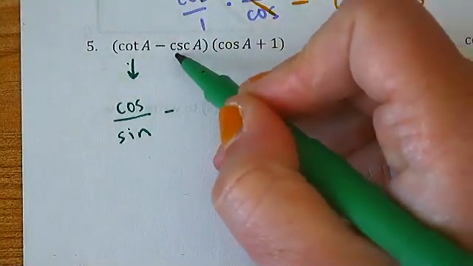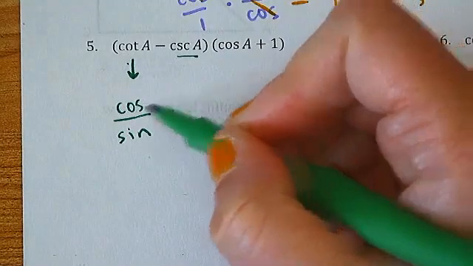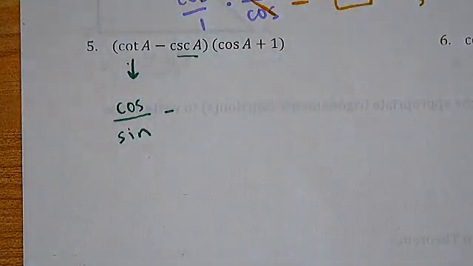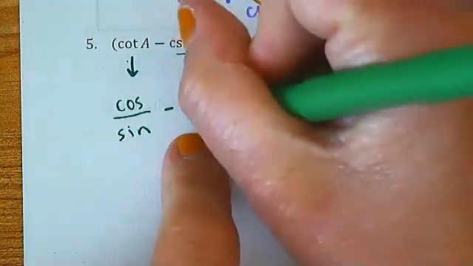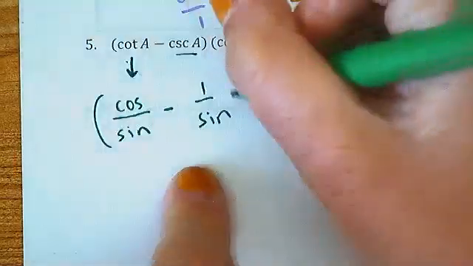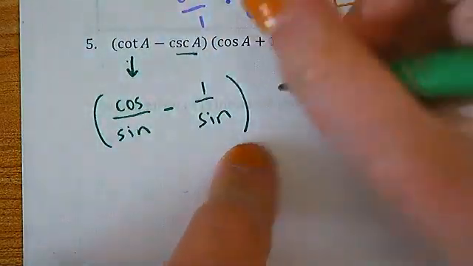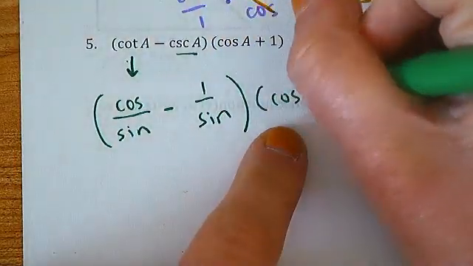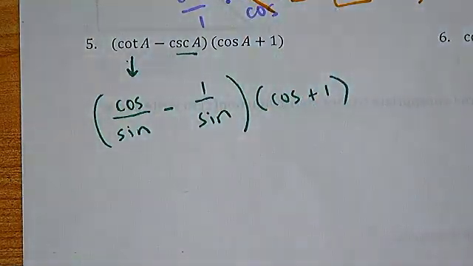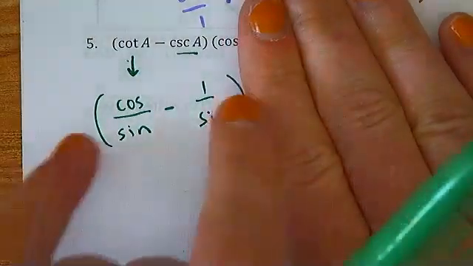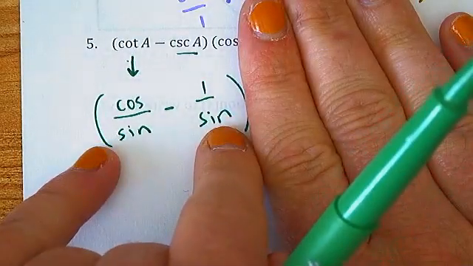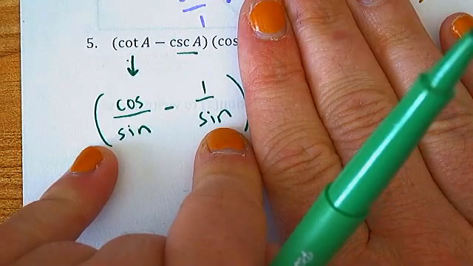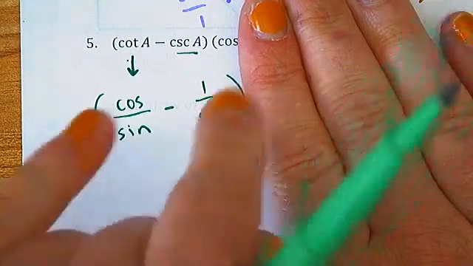Can I replace cosecant with anything? Cosecant equals 1 over sine. So why don't I replace cosecant with 1 over sine? And then I'll just rewrite this other one. I'm going to cover that up for now. What do we have here? Two fractions with the same denominator. You can do this. Pause the video and go. Try it out.